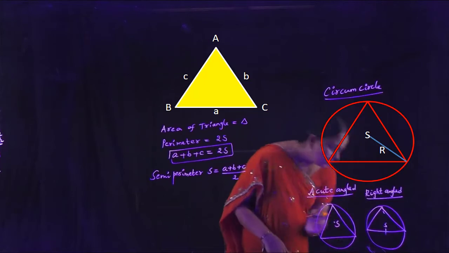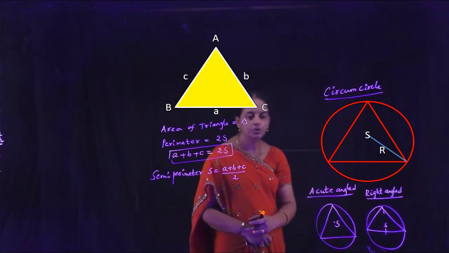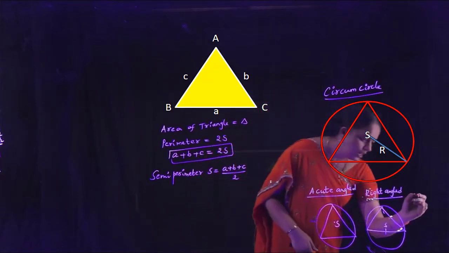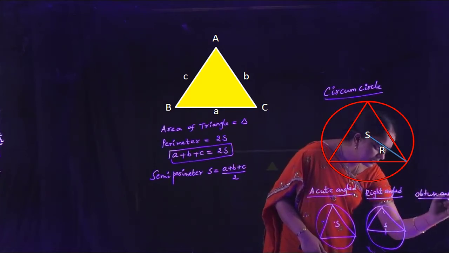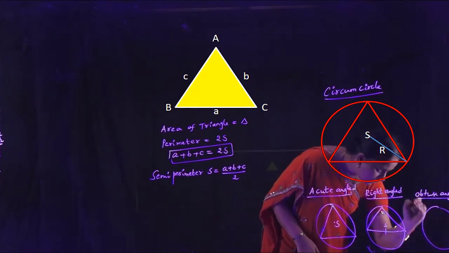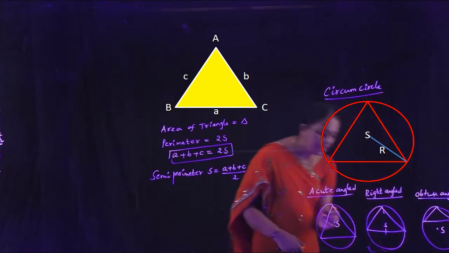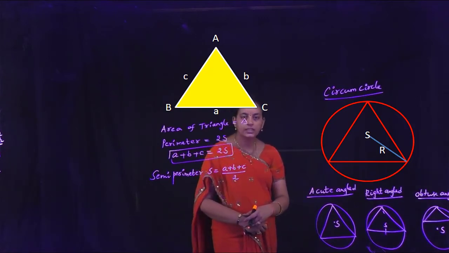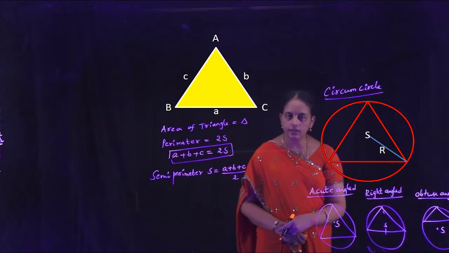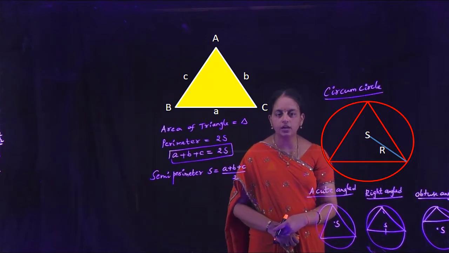This is the circumcenter. Here one of the sides, that means the hypotenuse of the triangle, is equal to the circumdiameter. And in case of an obtuse angle triangle, circumcenter lies outside the triangle. In case of acute angle triangle, circumcenter lies inside the triangle, in case of right angle triangle, circumcenter lies on the triangle, and in case of obtuse angle triangle, circumcenter lies outside the triangle.